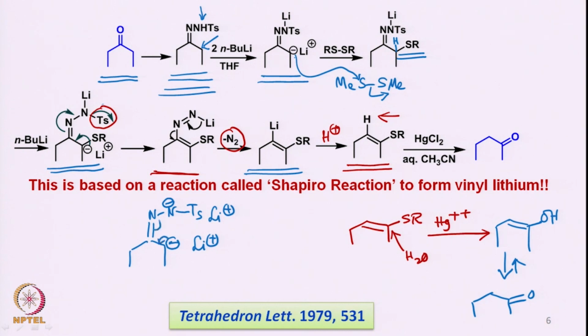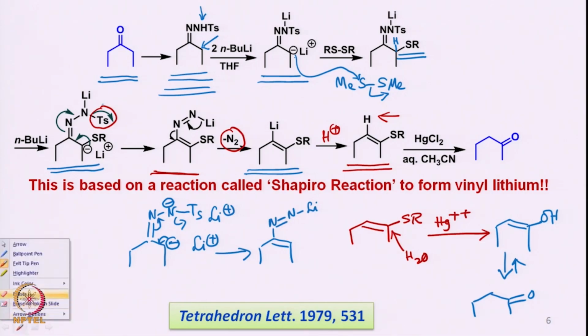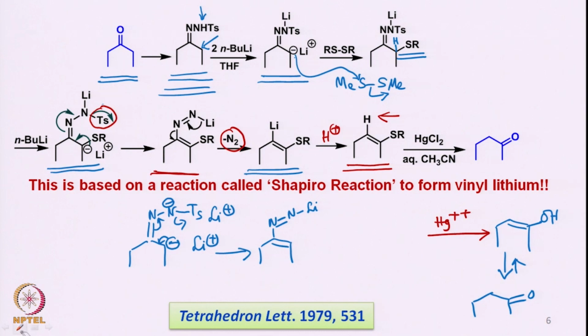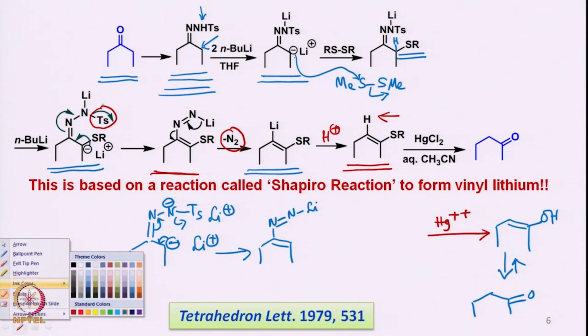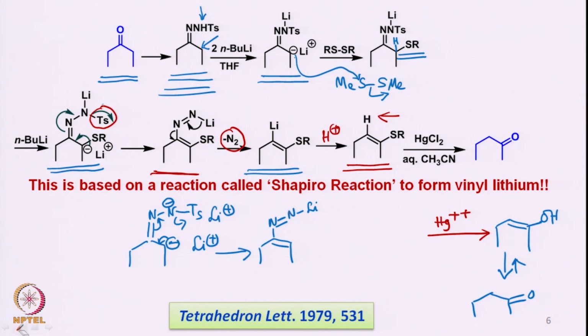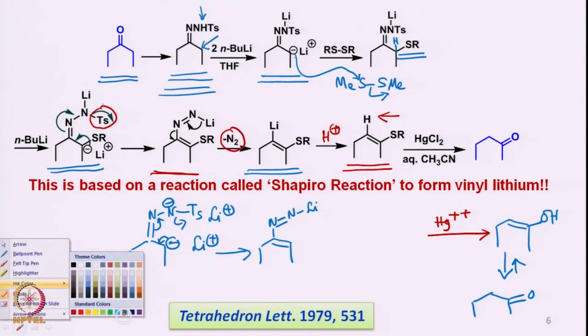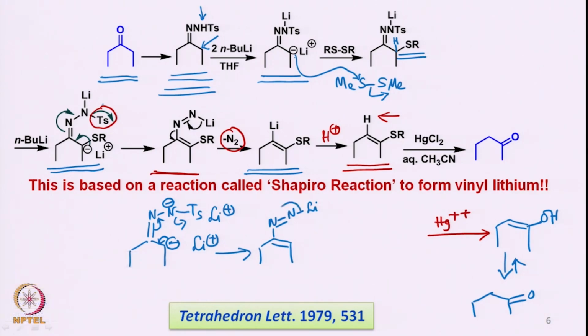and this loses the tosyl hydrazone, tosylate group as I showed earlier, and forms this particular intermediate, and this is the intermediate then that loses the nitrogen and then forms the corresponding vinyl lithium.